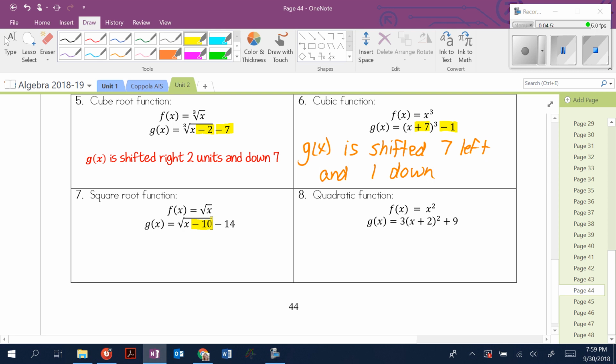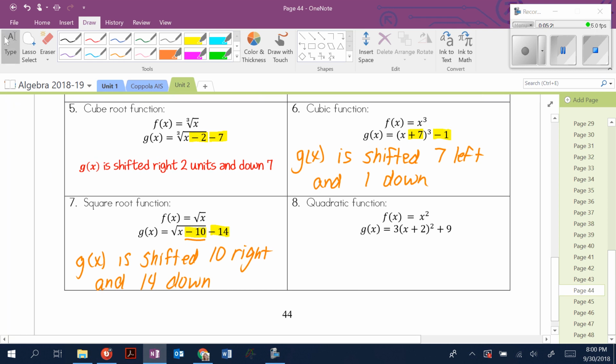All right, so minus 10 under the square root, minus 14 on the outside. What's it going to do? Well, g of x is shifted how? 10 what? Yes, 10 right, because it's a minus. And what about the 14? 14 down. On the outside, it does exactly what we think, but remember on the inside, it always does the opposite. So a minus 10, 10 to the right.